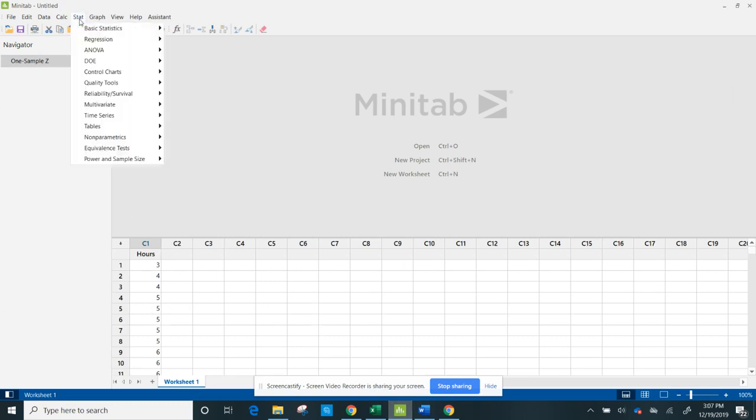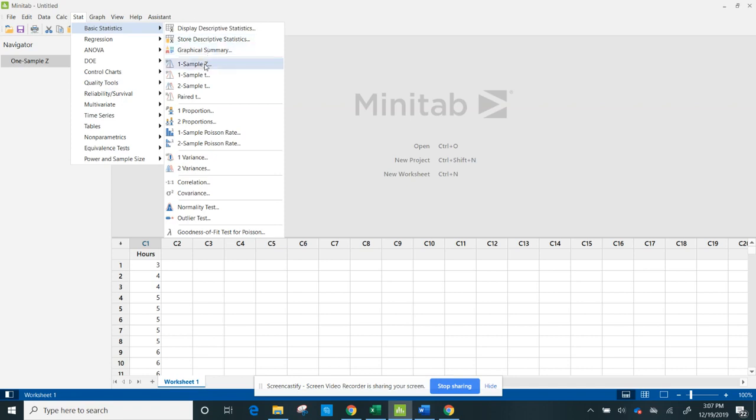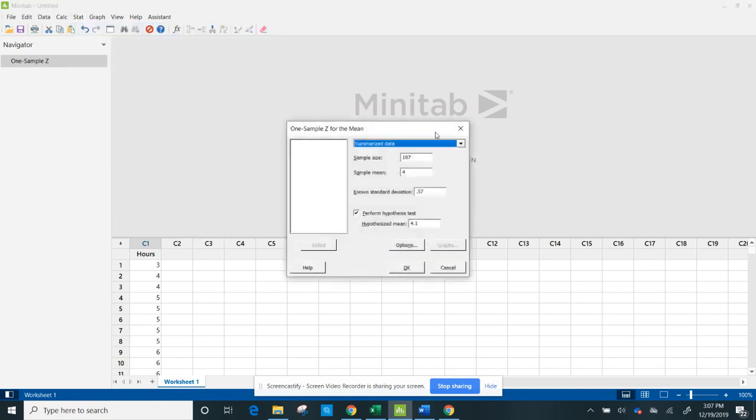So I'm going to go to Stat, Basic Statistics, 1 Sample Z. This isn't summarized data. This is actual data. So I click on that. I click in the box again and I get the blinking cursor. Then I go over and click on hours and it populates for me. Again, my population standard deviation was 2. My hypothesized mean was 5.